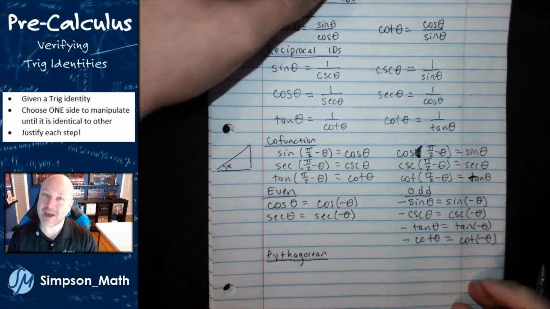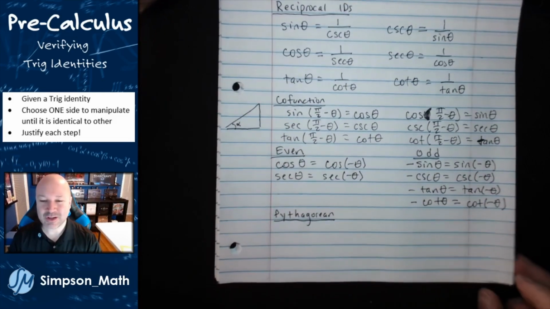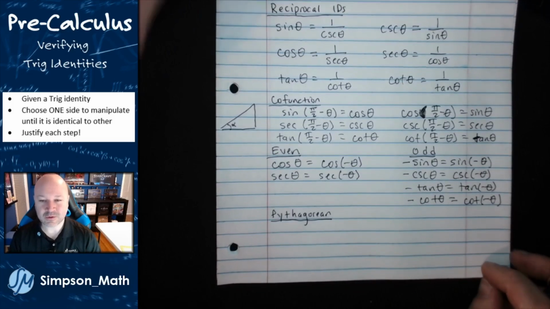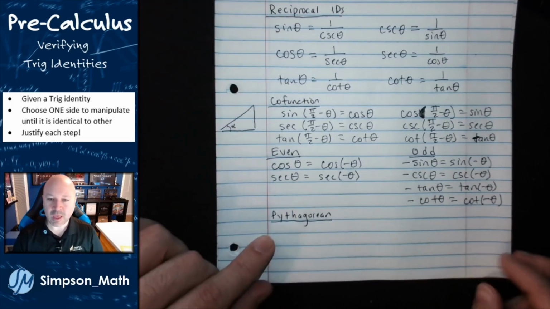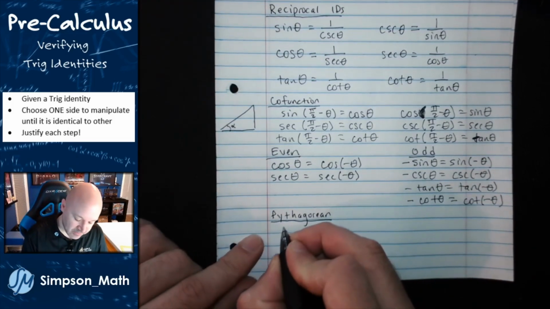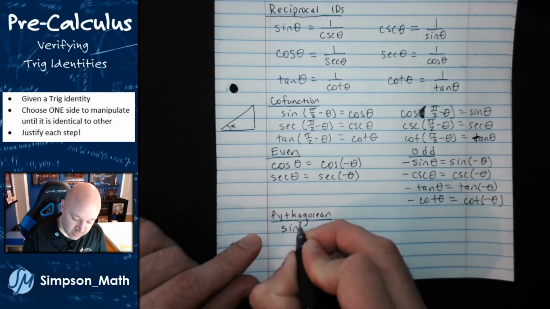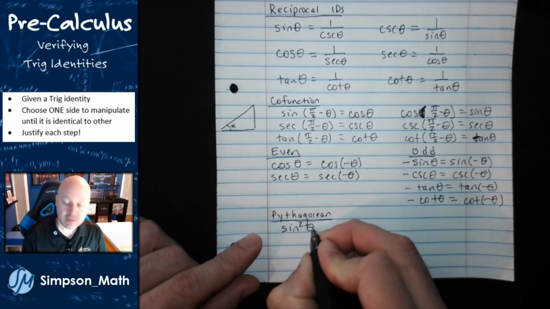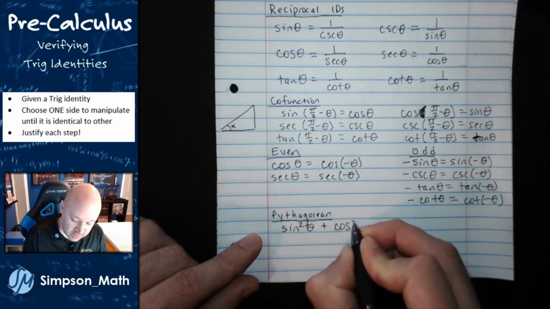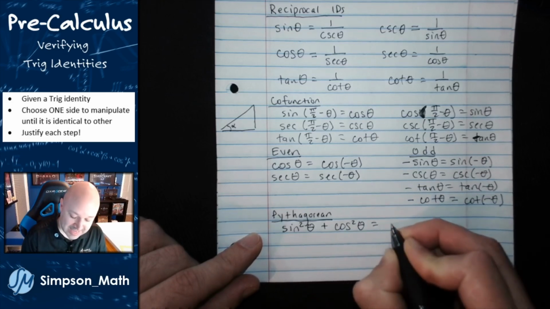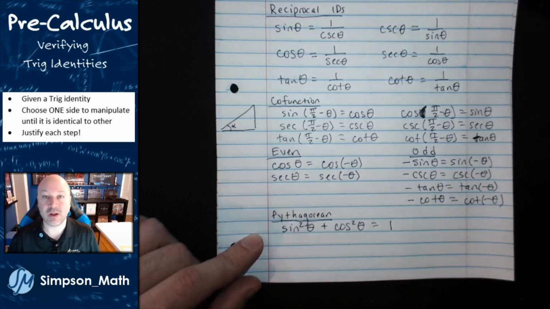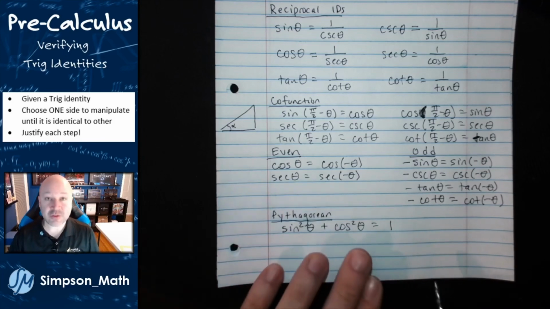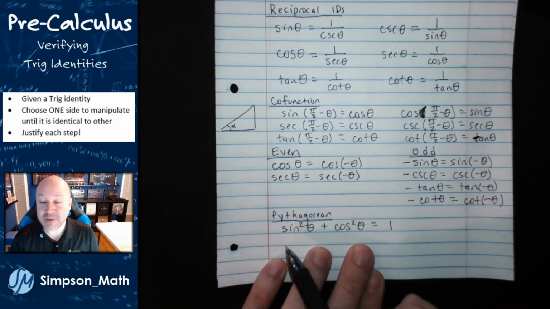These came from the Pythagorean theorem. We showed it on the unit circle for sure. And these are fun. If you have sine squared of an angle plus cosine squared of an angle, it is always equal to 1. I showed this on the unit circle. This is just the Pythagorean theorem.